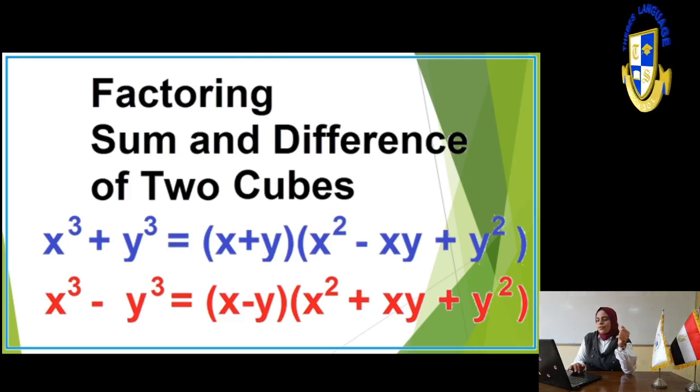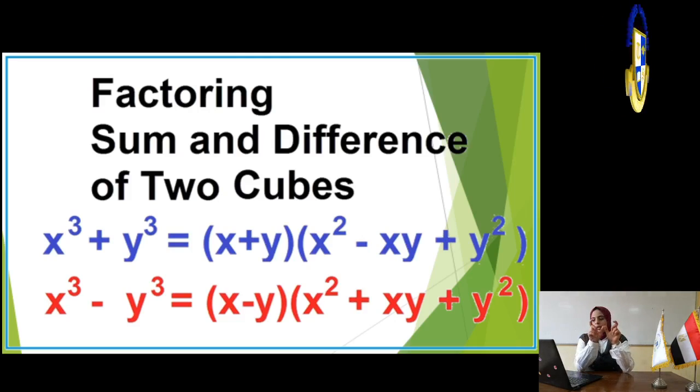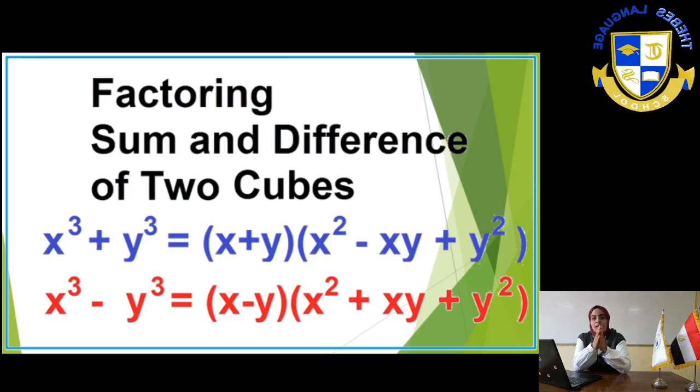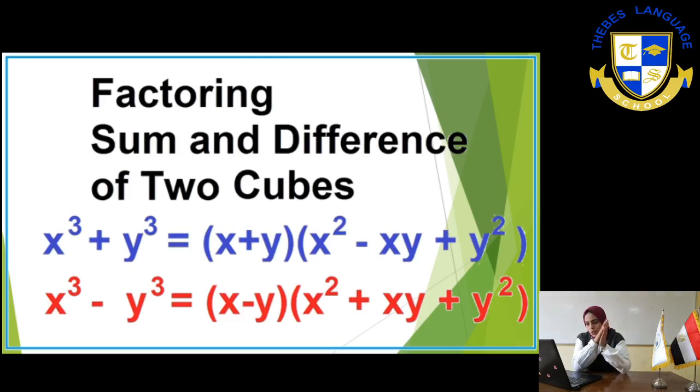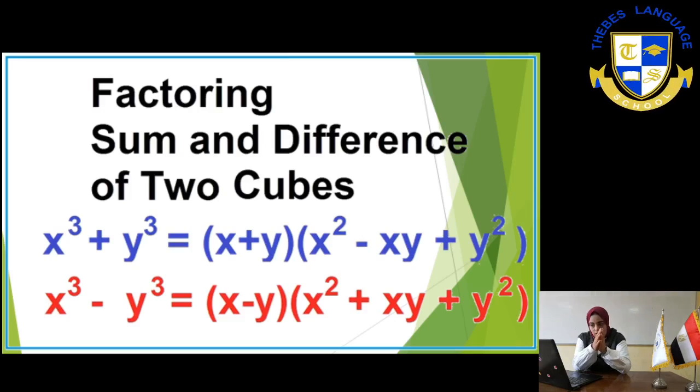For example, if we have x to the power 3 plus y to the power 3, it will be factorized into two expressions, or into two brackets. The first bracket, by taking the cubic root of the first term, it will be x. And taking the cubic root of the second term, it will be y. This is the first bracket.